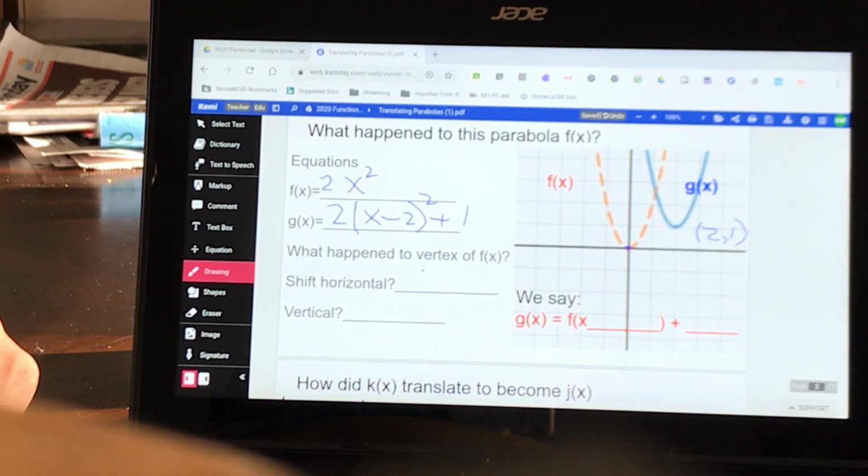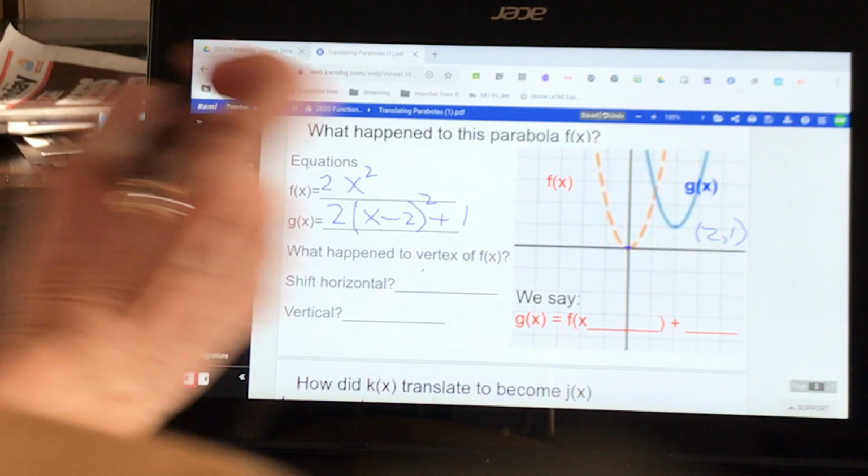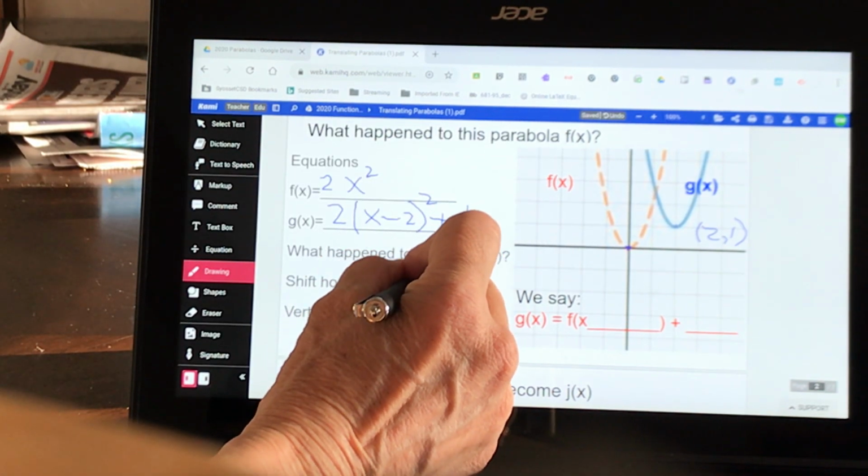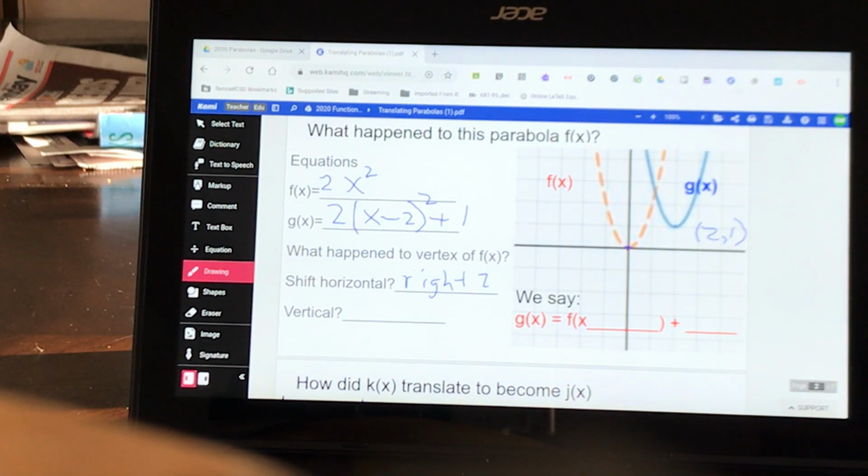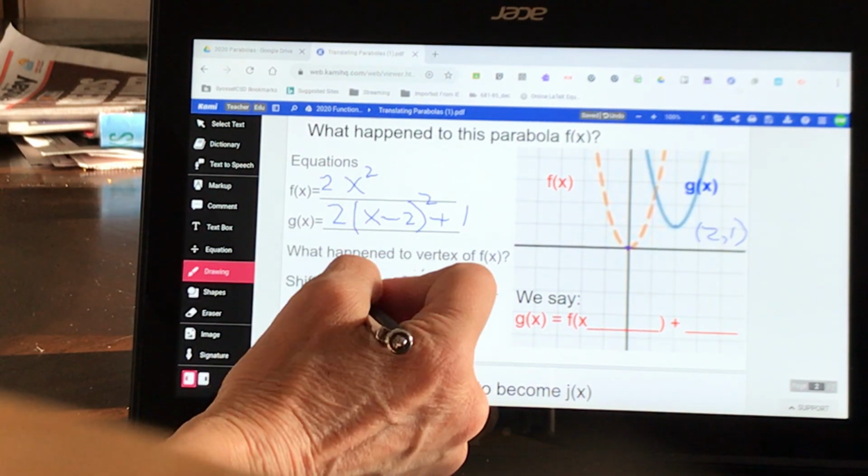Now, important, what happened to the vertex of f of x? All right, it was a horizontal shift. We shifted it right 2. There was also a vertical shift. We shifted up 1.